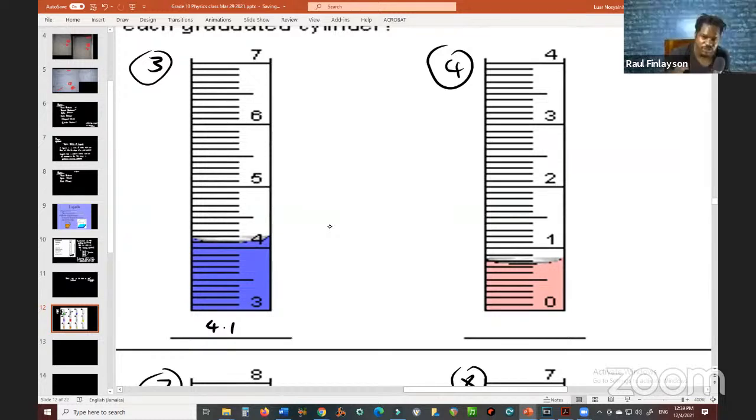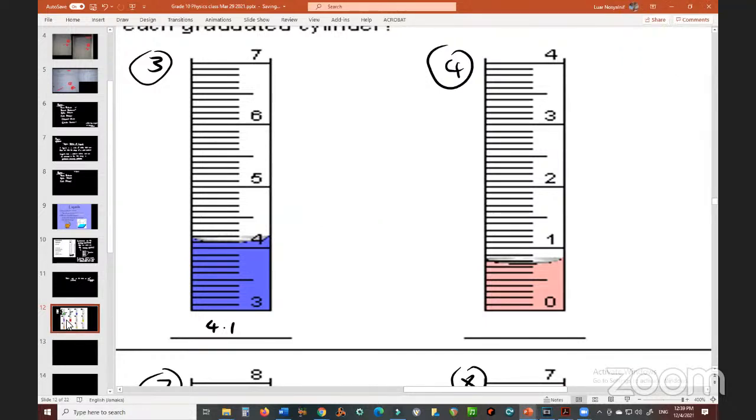All right, guys. So that's where we're going to end it today. Guys, do this for homework. Finish this for Thursday. All right, I'm going to send this in the group. I'm going to send it in the Google Classroom. So look out for it.